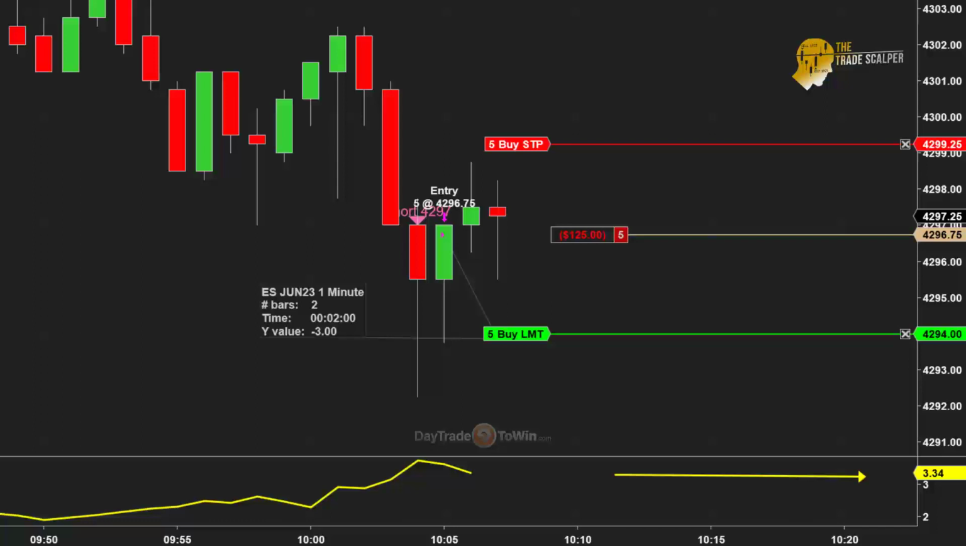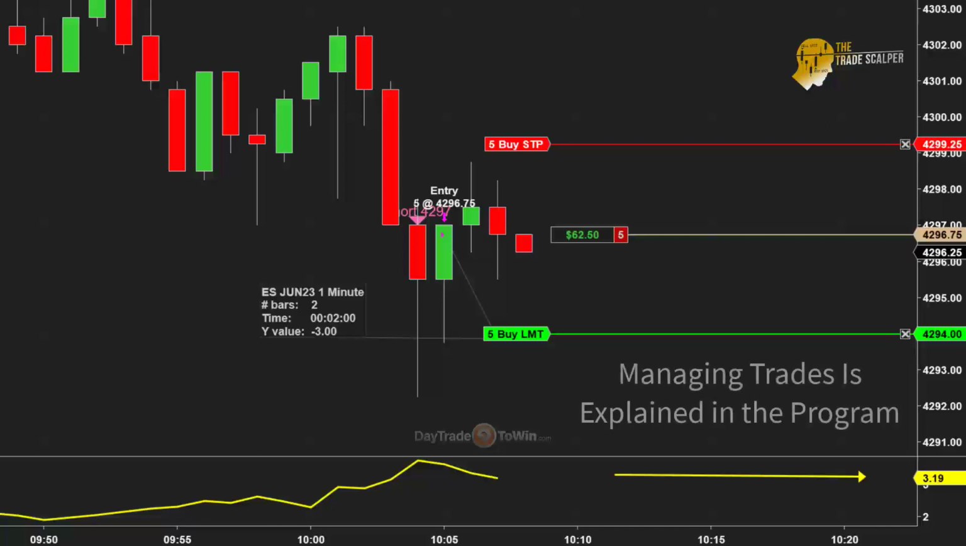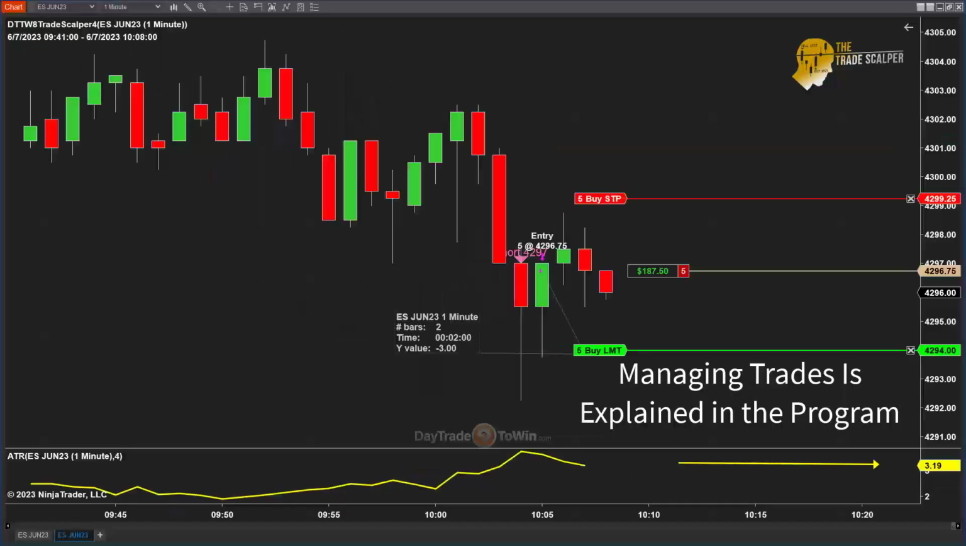The entry is half the battle, which is the price that I got filled at, more or less 42.97, 96.75. I'm short the market based on the TradeScalper signal. Now I want to manage the trade. So that's the other half of the equation of becoming a successful trader, is managing the trade.